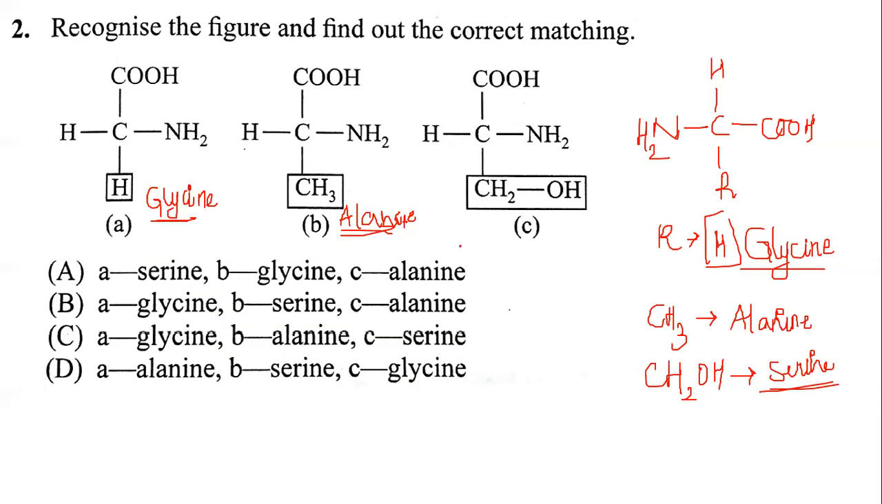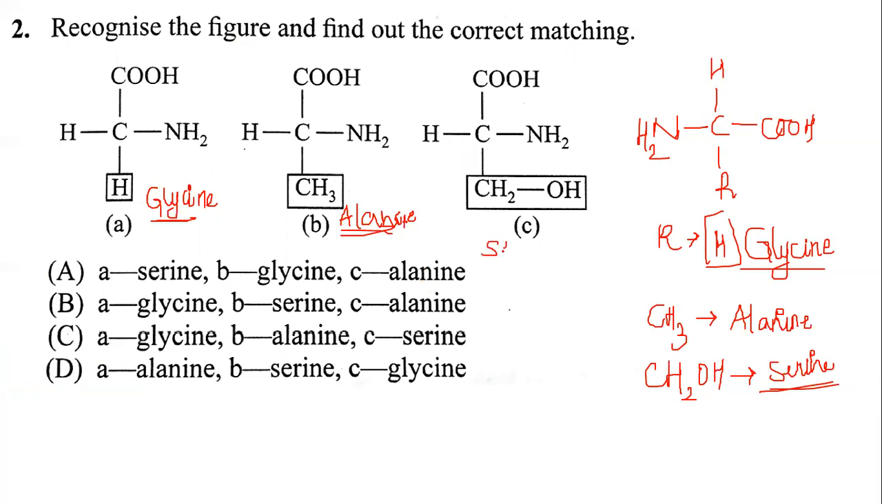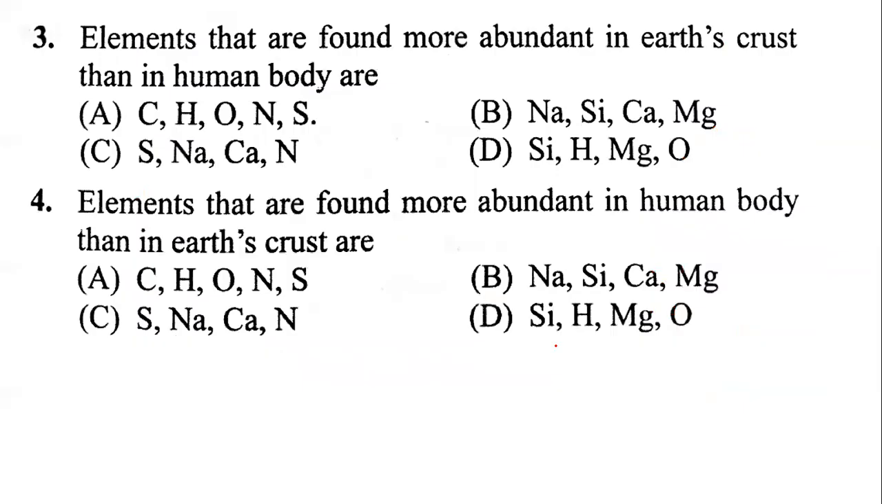The third one is serine. Hydroxymethyl is shown over there, so the third amino acid shown in the diagram is serine. So which is the correct option? A is glycine, B is alanine, C is serine. So the correct answer is option number C. Done, everybody. Moving on to question number 3. First of all, comment me the answers of question number 3. Then we will move on to question number 4.